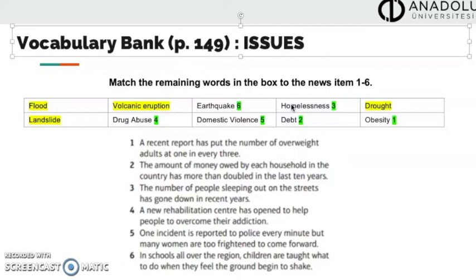Number 5, one incident is reported to police every minute, but many women are too frightened to come forward. And number 5 is about police, women, frightened women. So this is about something bad in their houses. Number 5 is domestic violence. And number 6, in schools all over the region, children are taught what to do when they feel the ground begin to shake. Shake is the key word here, shaking. Number 6, as you see, is about earthquake.